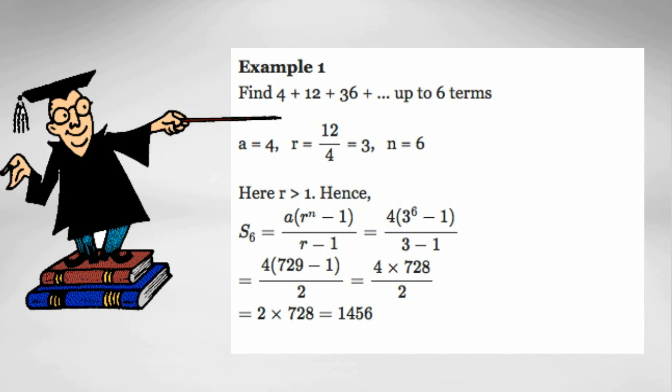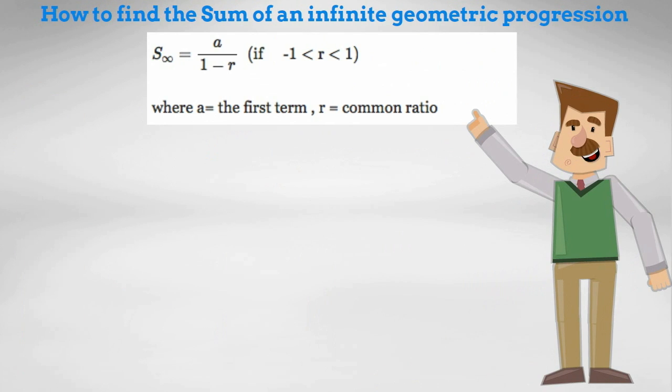Up next is how to find the sum of an infinite geometric progression, and it is given by S infinity is equal to a upon 1 minus r if r is between minus 1 and 1, where a is the first term and r is the common ratio.